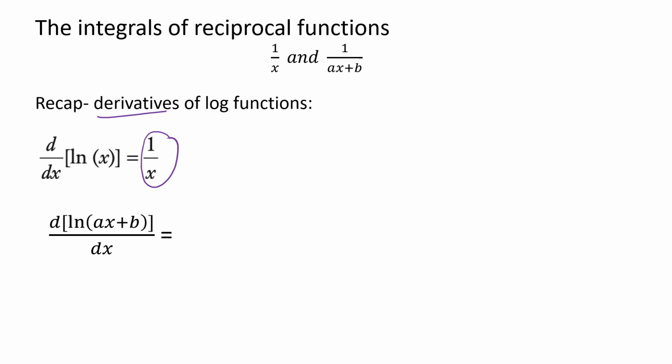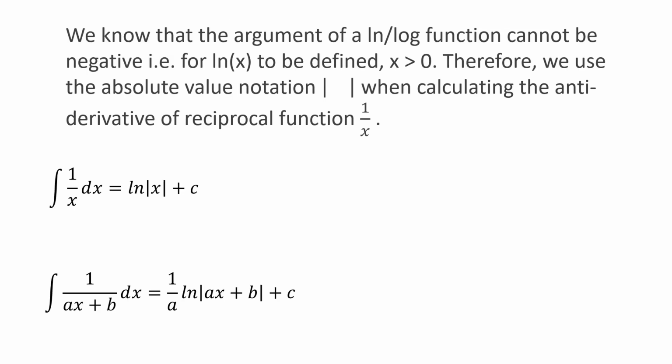And what happens if the argument is ax plus b? So in that case, we are going to use the chain rule. So the derivative of ln(ax plus b) is going to be 1 over ax plus b times the derivative of ax plus b, which is a. So that results in a over ax plus b. So everyone hopefully remembers that.